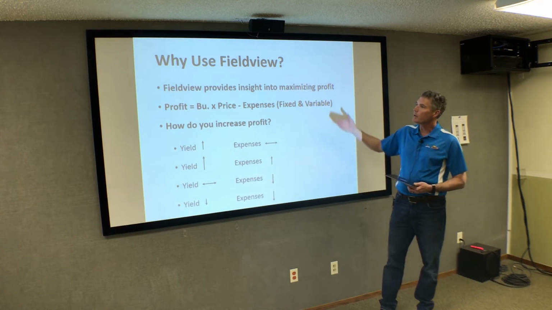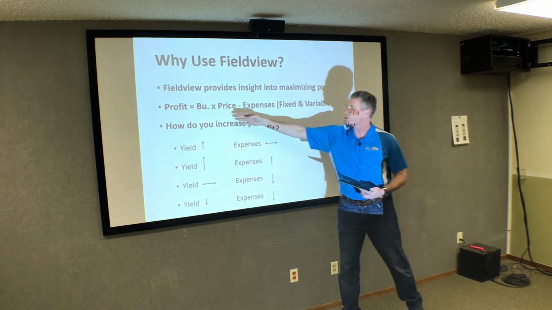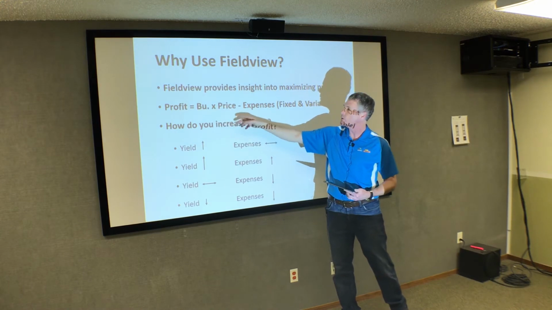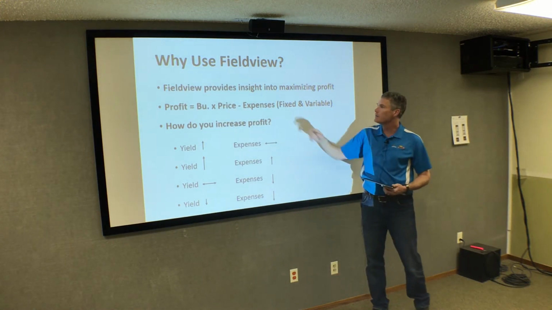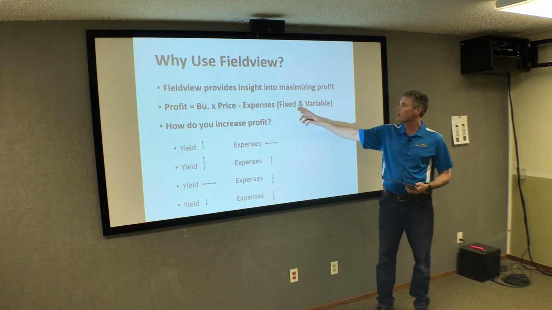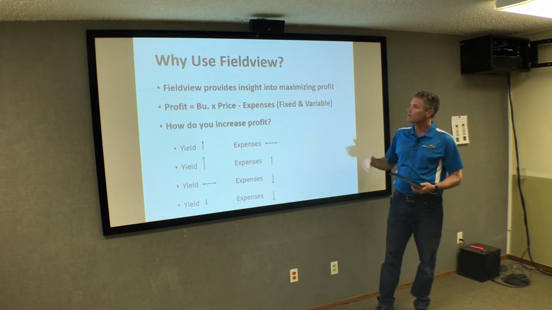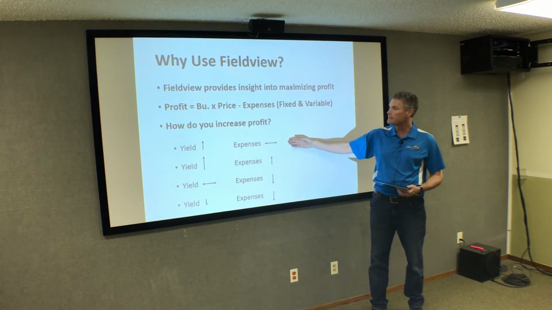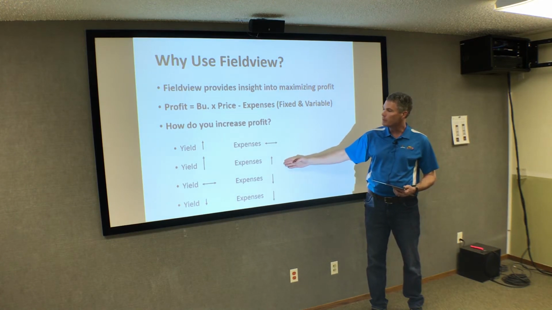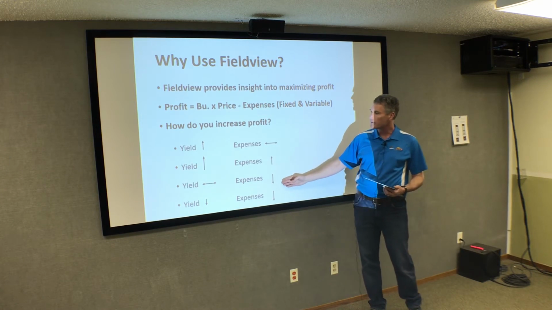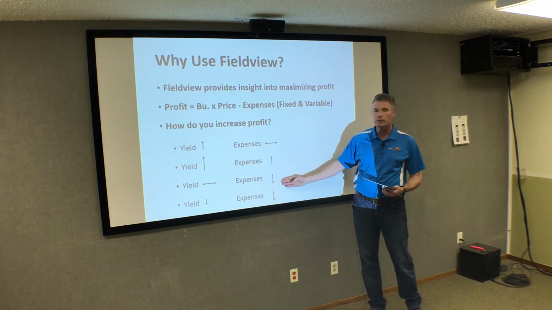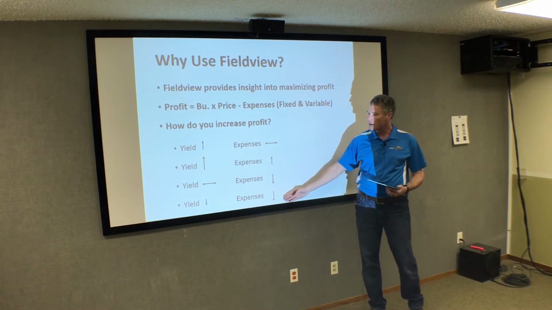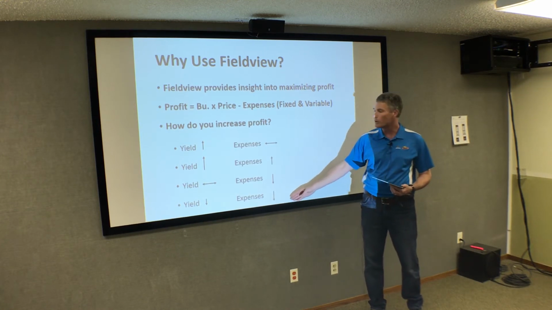Just like the factory, profit on your farm is a function of bushels rather than combines, but it's bushels produced times the price you get minus the expenses. Some of the expenses on the farm are fixed and some are variable. So if you look at profitability, how can you increase profit on the farm? In this example, you can increase yield and keep expenses flat. This example, increase both expenses and yield, but increase yield more than expenses. In this case, keep yield flat but reduce expenses. Or in the bottom case, actually reduce yield but reduce expenses more.